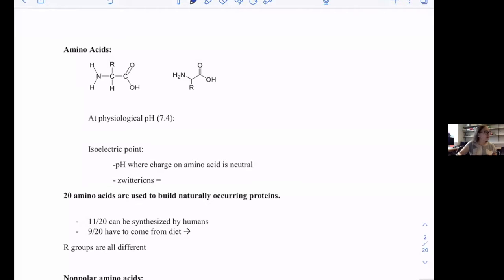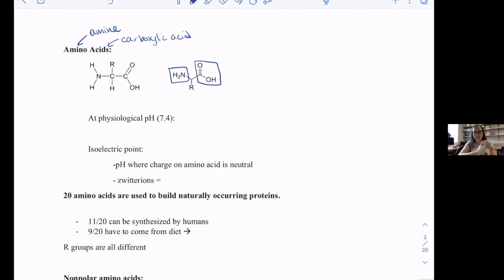So the definition of amino acid: the word amino acid tells you what it's made of. Amino, as in amine, so we have an amine in there, and then acid, which is short for carboxylic acid. As you can see in these general structures, these are the same thing, just drawn two different ways. We have an amine and we have a carboxylic acid.